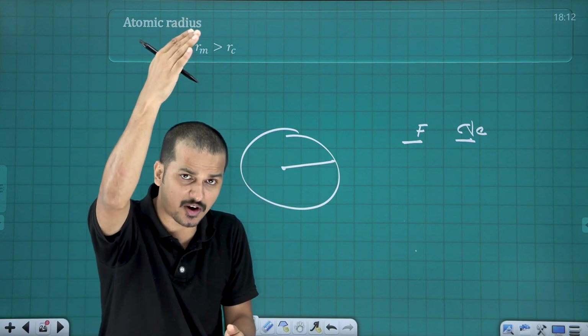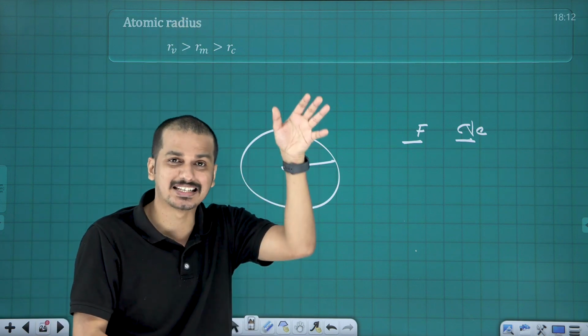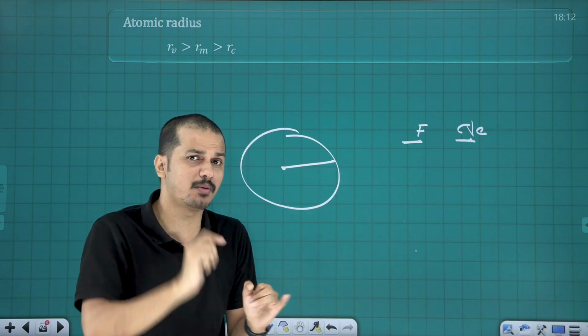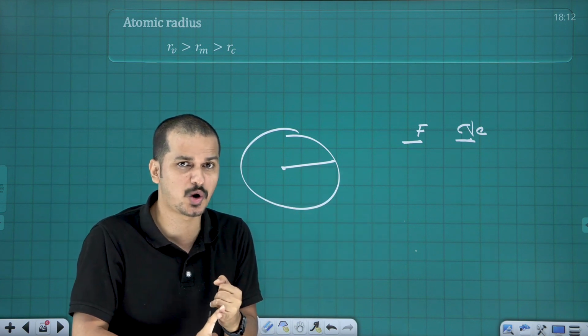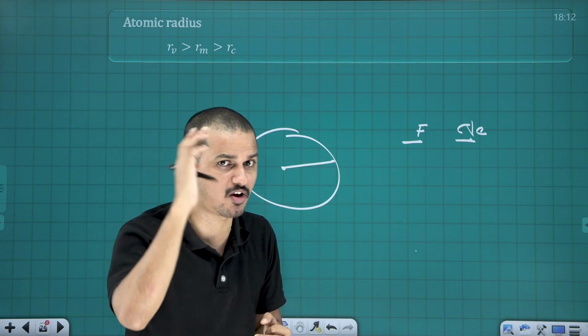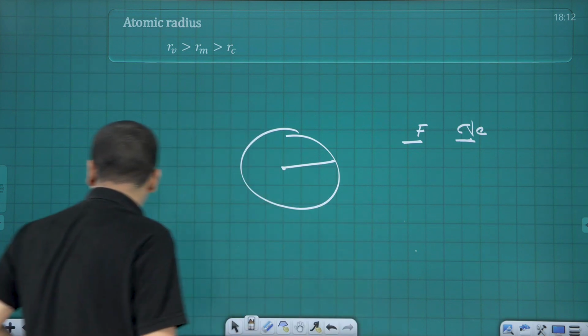Then whenever we are going from top to bottom, atomic size is increasing because of the increasing number of shells. But there is one problem. In f-block elements you learned what? That lanthanoid contraction, that idea also you have to keep in mind. Zirconium and hafnium have similar radius. Okay, that idea you have to keep in mind.